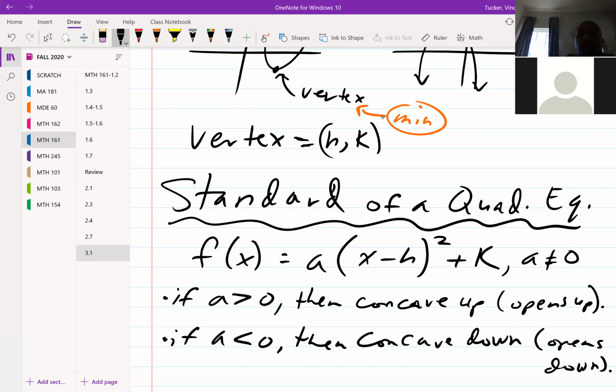All right, so your standard form, I should put standard form. So standard form of a quadratic equation: f of x is equal to a times (x minus h) squared plus k. And of course, a cannot be equal to 0. If a is greater than 0, in other words, if a is positive, then your parabola opens up, or it's concave up. If a is negative, or in other words, a is less than 0, then the parabola opens down.